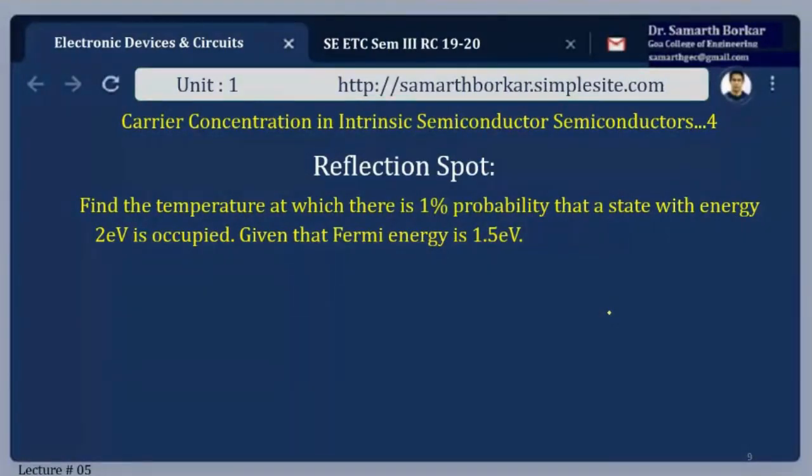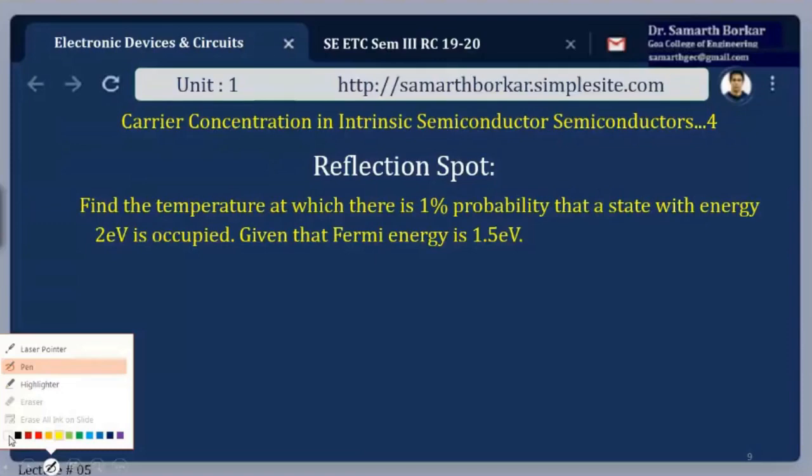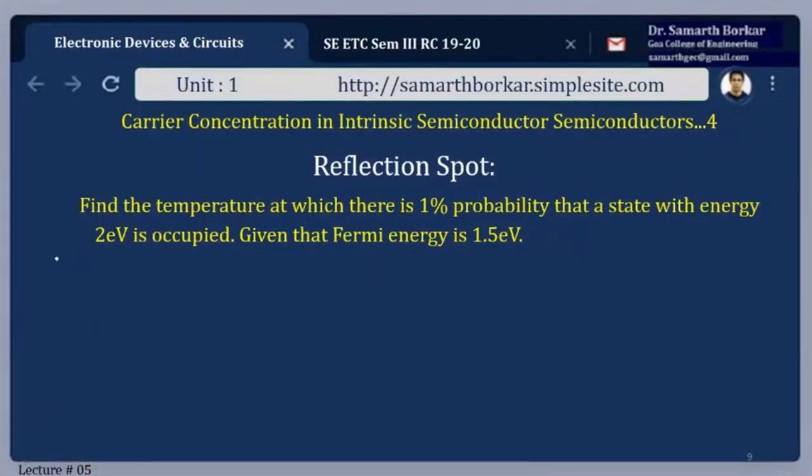We'll take a break and we'll solve this problem. Find the temperature at which there is 1% probability that a state with energy 2 electron volt is occupied. Okay, this is numerical. So as I said yesterday, always start with given data. What is given here? With energy 2 electron volt. So we have to check whether at this random energy level E, which is marked as 2 electron volt, there is electron present or not.